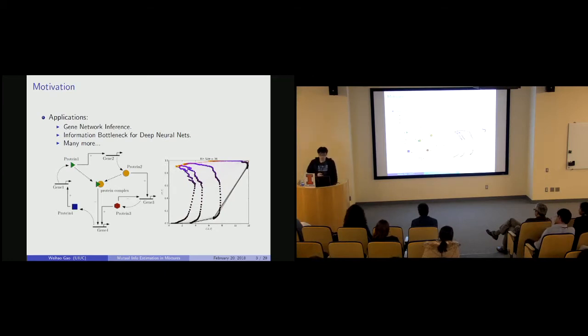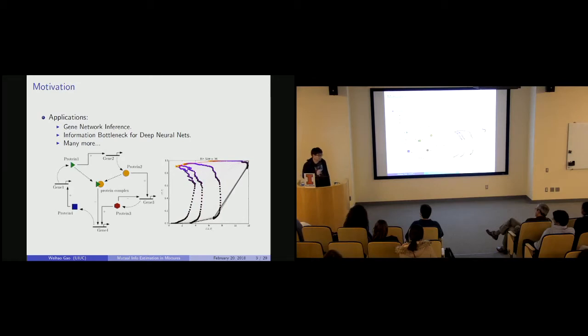There's also a recent interesting work which uses the information bottleneck to explain deep neural nets. They try to quantify the mutual information between the inputs, outputs, and the internal neurons of the neural nets. So we need to estimate the mutual information between input, output, and neurons to get some sense. So there are a lot of applications like that.